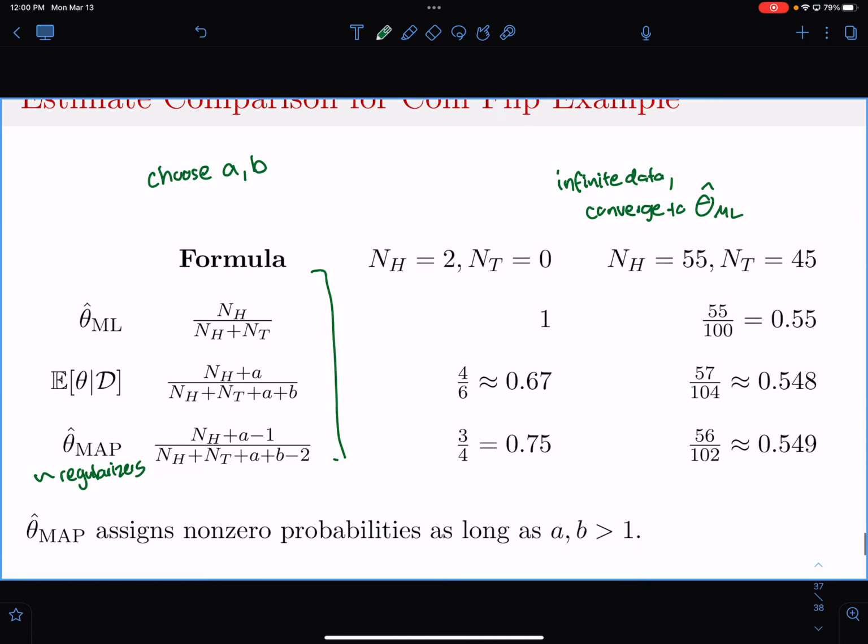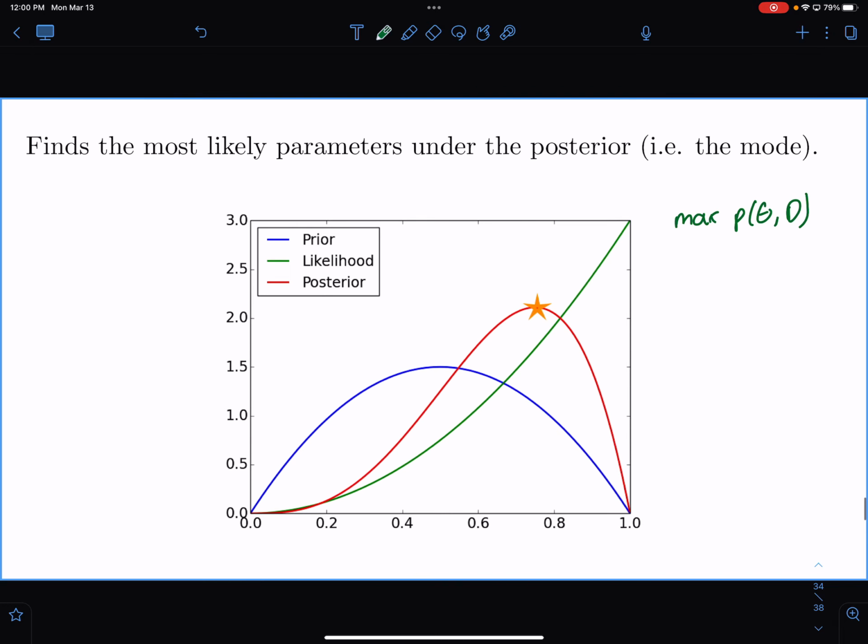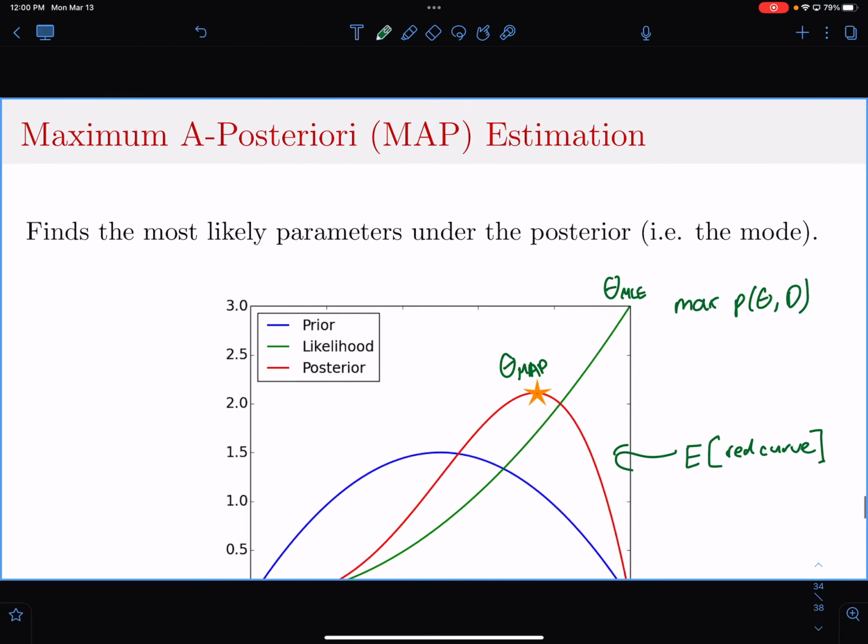And if we were to look back at this graph, just to make sure we understand what the different thetas correspond to, this is theta MLE, this is theta MAP, and then the third possible estimator you can use is you can take the expected value of the posterior. So we take the expected value of the red curve. So that's three potential ways you can estimate your parameters.